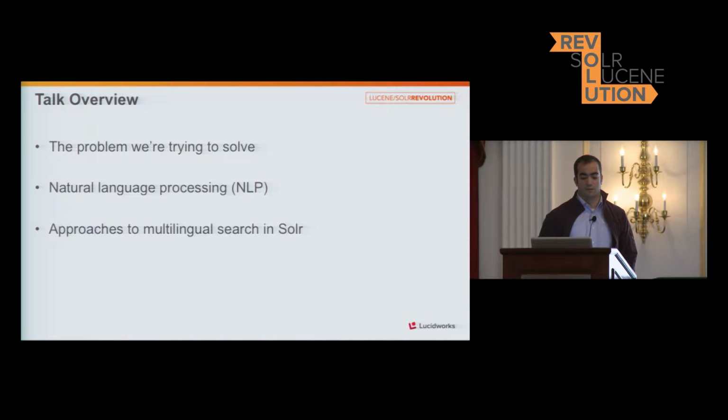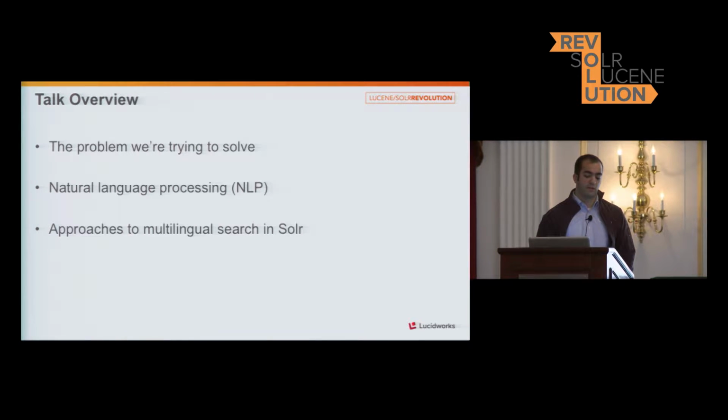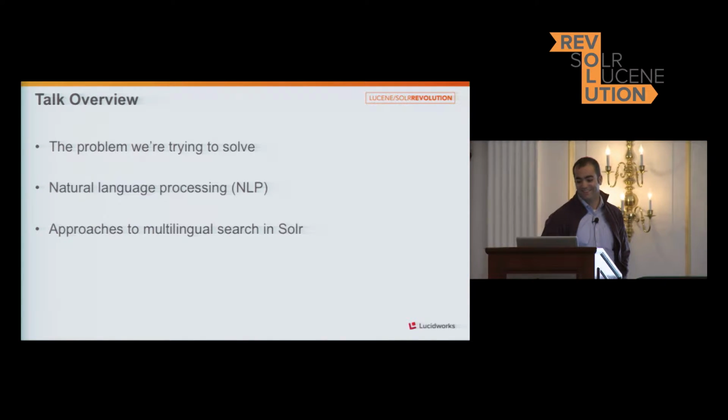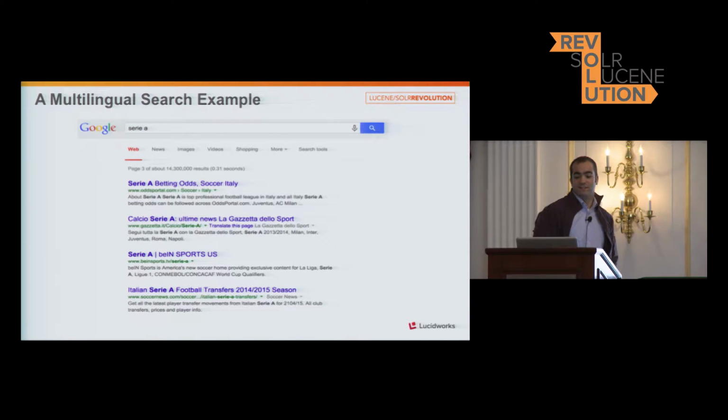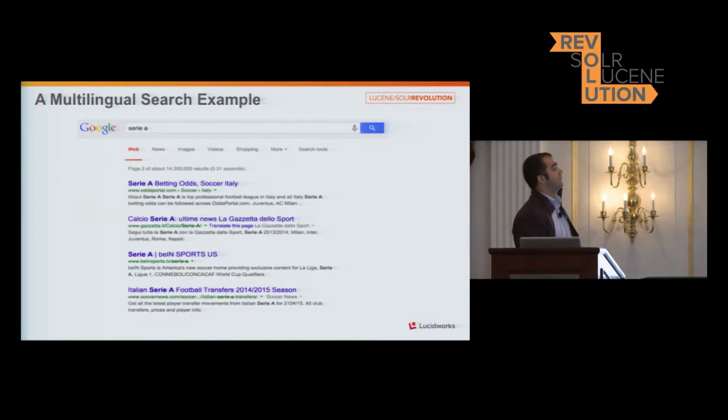A point that always comes up in tech conferences, and especially in Lucene Revolution, is that there's never just one prescribed way to do something, or hardly ever. That's certainly the case with multilingual search in Solr. My answer to you is unfortunately going to be it depends, but maybe that's a good thing because we all get to keep our jobs. All right, so let's start with a quick multilingual search example.